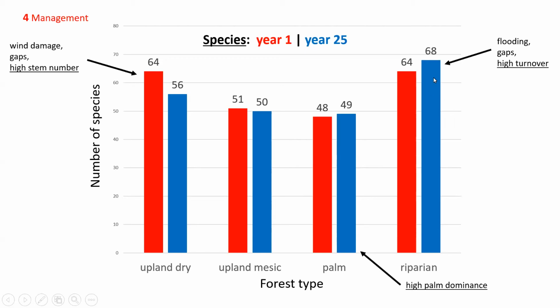But then again, here's the interesting thing. The highest species number is in the riparian forest. And that again is because it's so dynamic. There are lots of gaps formed. There is lots of sunlight coming in. Almost every species can flourish there, at least for a time, before it topples over due to flooding. So over the long run, a lot of species turn up in the riparian forest.